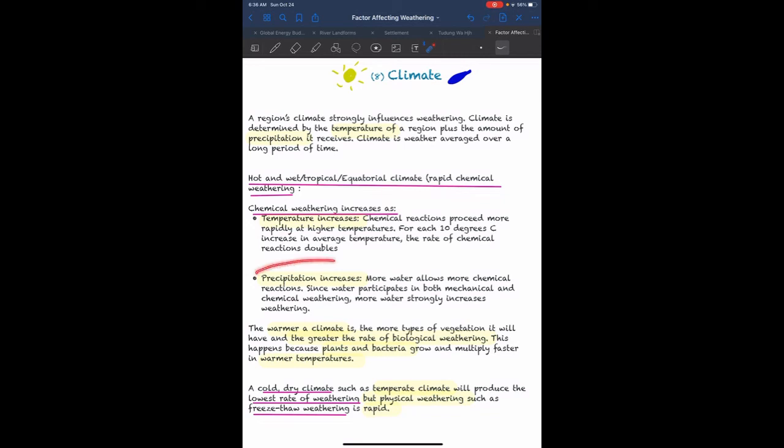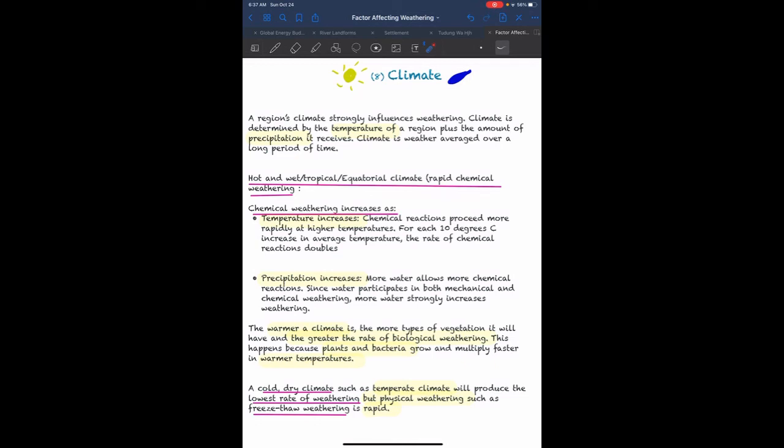Secondly is the increase in precipitation. More water allows more chemical reactions to occur, since water participates in both mechanical and chemical weathering, and more water strongly increases weathering. The warmer a climate is, the more types of vegetation it will have, and the greater the rate of biological weathering will be. This happens because plants and bacteria grow and multiply faster in warmer temperatures.